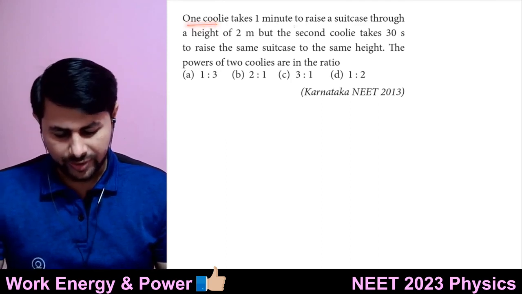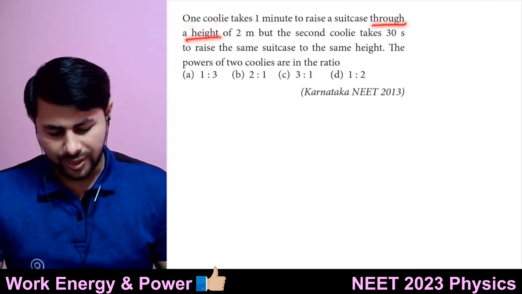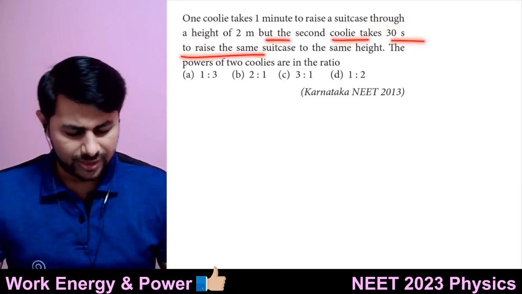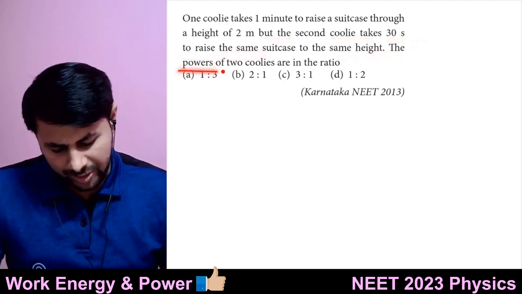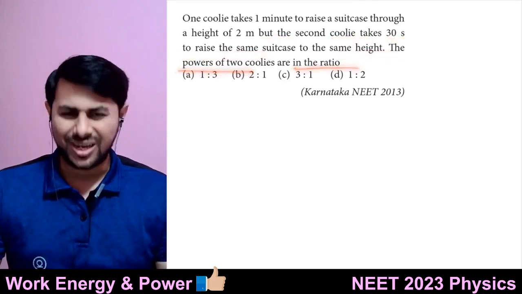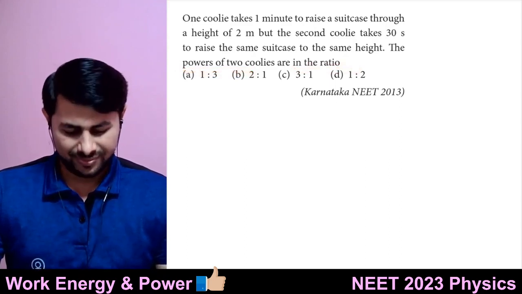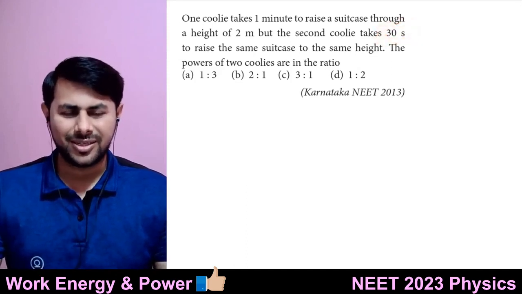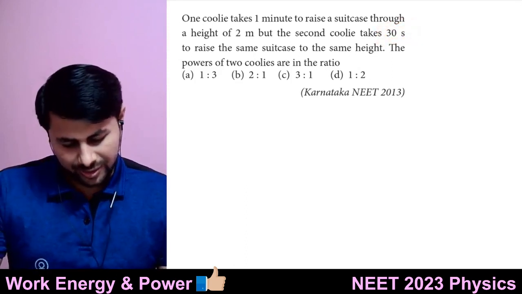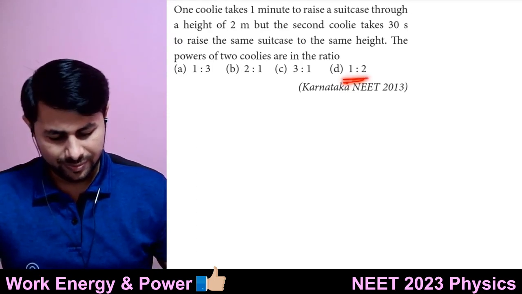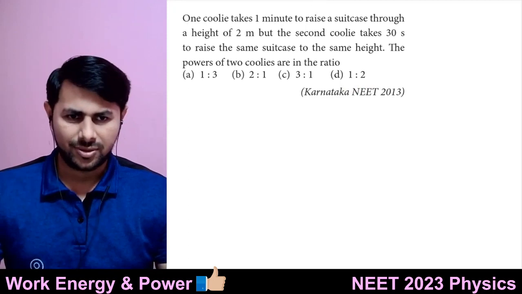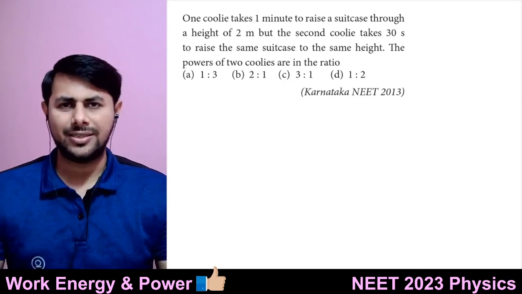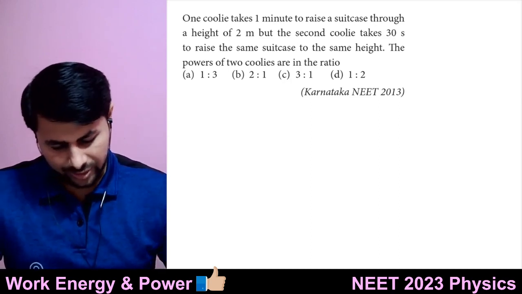One coolie takes 1 minute to raise a suitcase through a height of 2 meters. But the second coolie takes 30 seconds to raise the same suitcase to the same height. The powers of the two coolies are in the ratio. You tell me. This is very simple. Second coolie takes half of the time. So that means the second coolie is, it has to be option D, no? Option D. Okay, second coolie does it in half of the time. So second coolie is twice as powerful. Okay, option D is the answer.